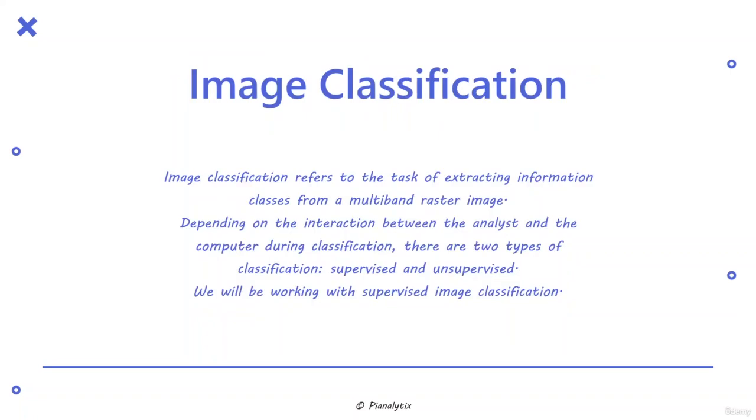Image classification refers to the task of extracting information classes from a multi-band raster image. Depending on the interaction between the analyst and the computer during a classification, there can be two types of classification, which are supervised and unsupervised. For this project, we will be using supervised image classification.